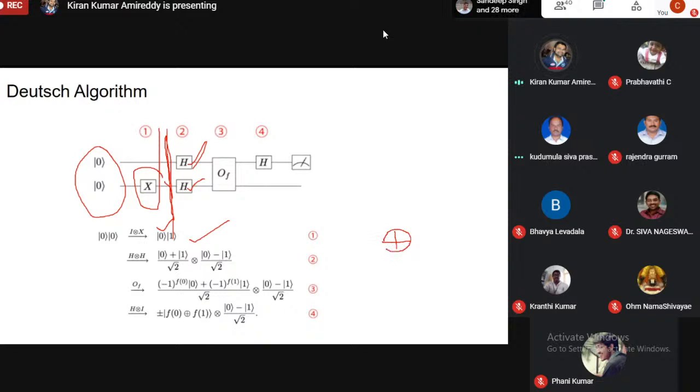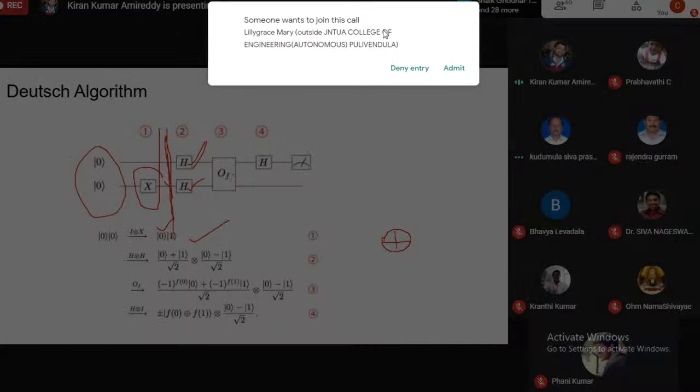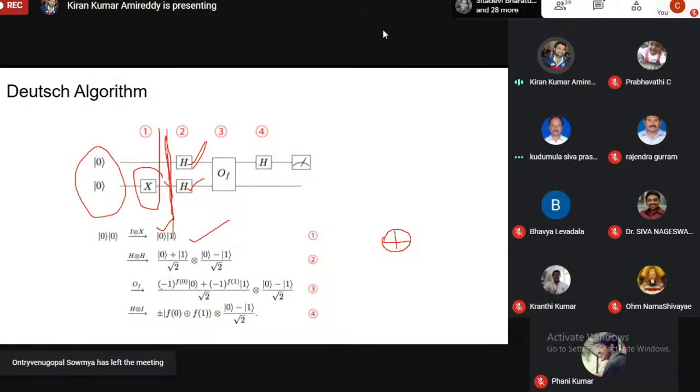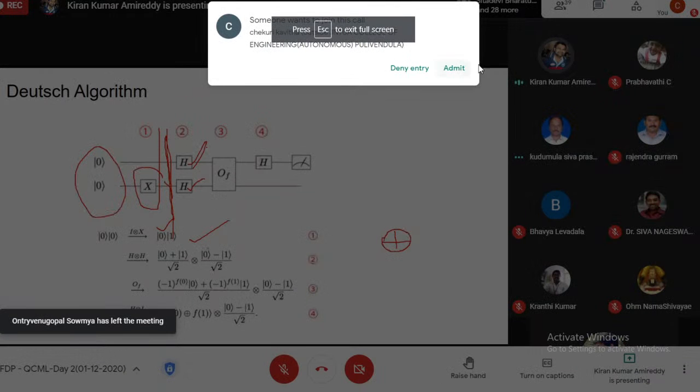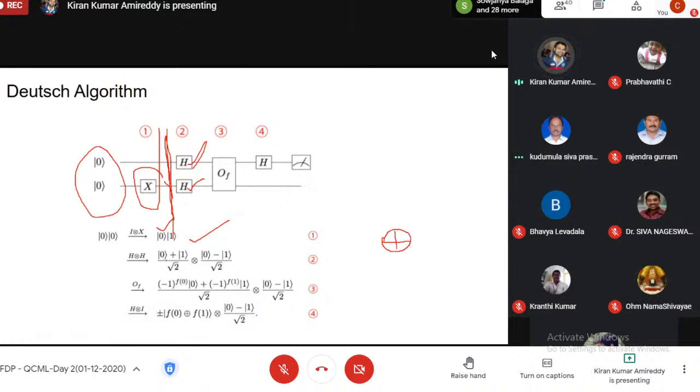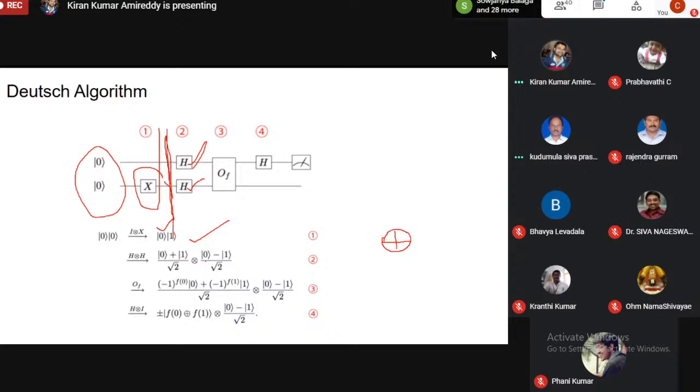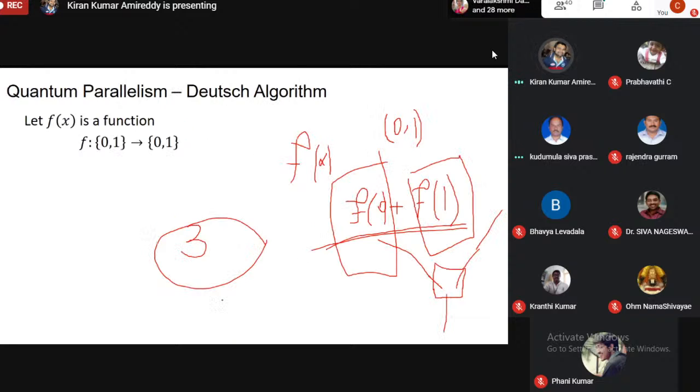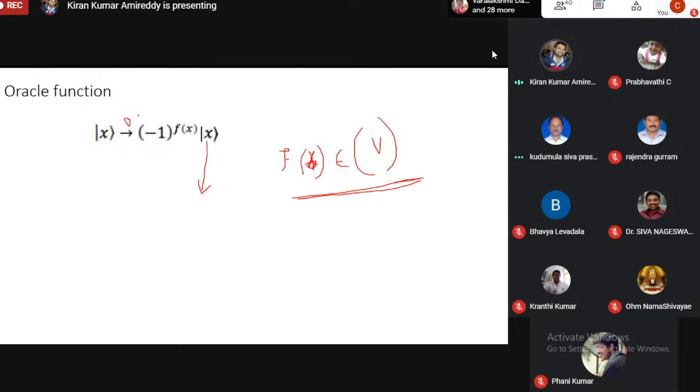So this is the binary addition. After applying the Hadamard gate, we are applying the oracle function. If we apply the oracle function here, two qubits are there, this is the one and this is the two. When we apply this, simply we have the circuit of minus 1 to the power of f of x.